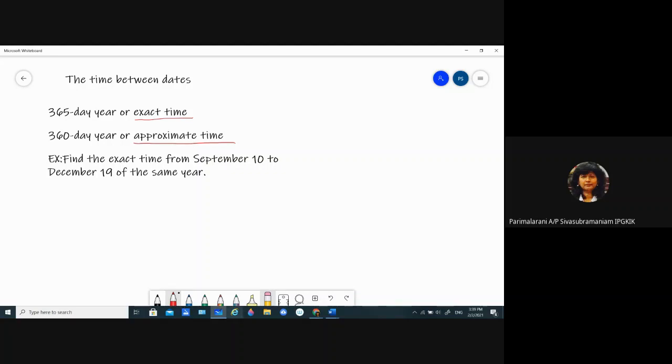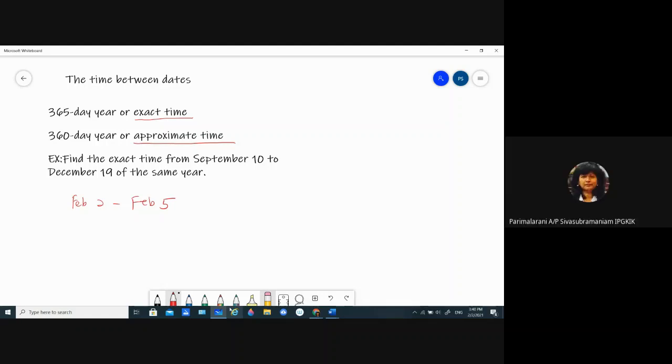So for example, find the exact time. Before we do this, let's do something simple first. Today is February 2nd. Can you find the exact time from February 2nd to February 5th? How many days exactly from February 2nd to February 5th? Some of you say 3, some of you say 4.